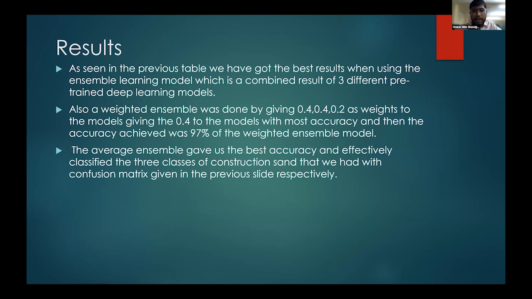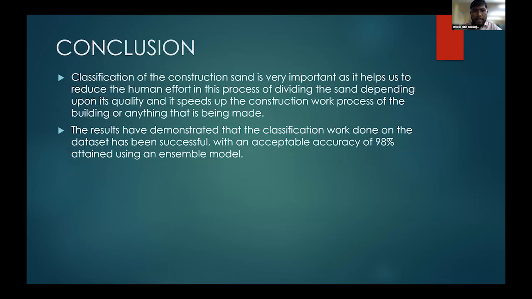We got 97 and 98% from the models, and the classification was done efficiently on these three types of SANs. So this is the conclusion. Basically, the classification of a SAN is very important, as it helps reduce the human effort in this process by dividing the SAN depending on its quality, and it speeds up the construction work process of the building or anything that is being constructed. The results have demonstrated that the classification done on the dataset has been successful, with an acceptable accuracy of 98% attained using our ensemble model.